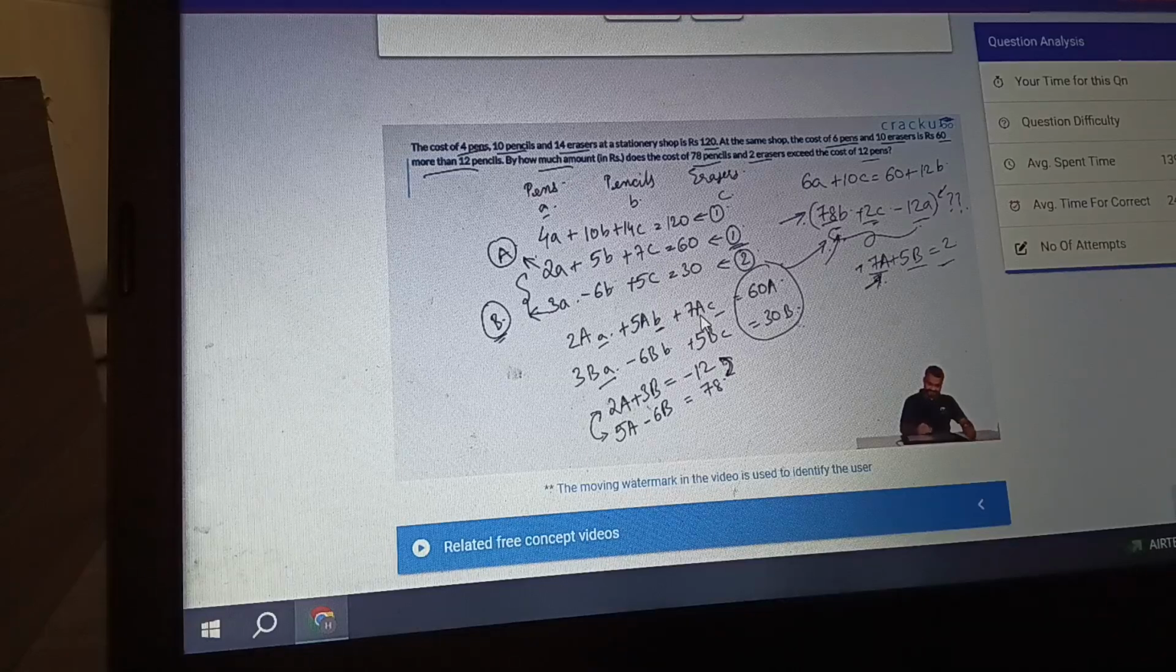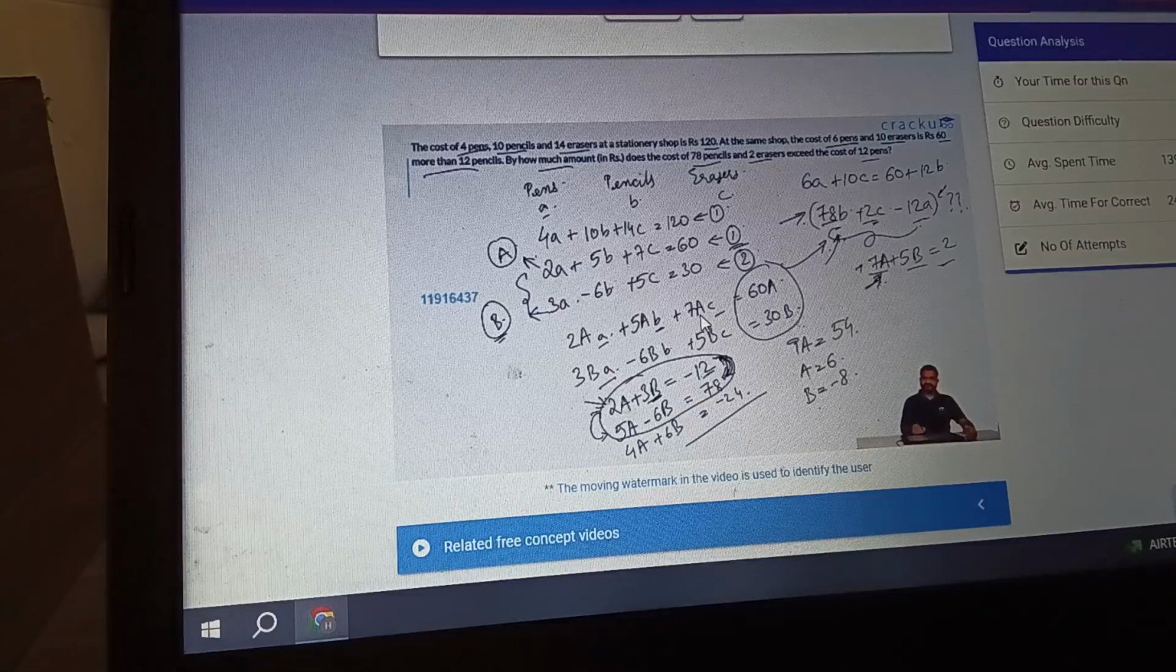In this case, we can multiply the above equation by 2. So this will become 4A plus 6B is equal to minus 24. Now we can add both of them up and we can cancel 6B. So it would imply that 9A is equal to 54, or A is equal to 6. Once you get the value of A, you can easily get the value of B. So in this case, 3B will be equal to minus 12, that is minus 24, or the value of B is equal to minus 8. So the value of A and B which will satisfy these 2 equations is that A is equal to 6 and B is equal to minus 8.